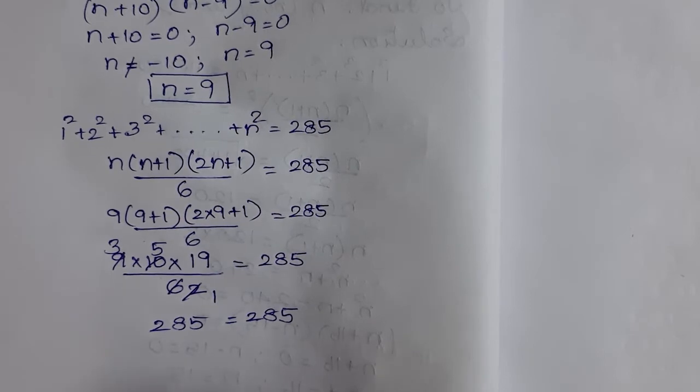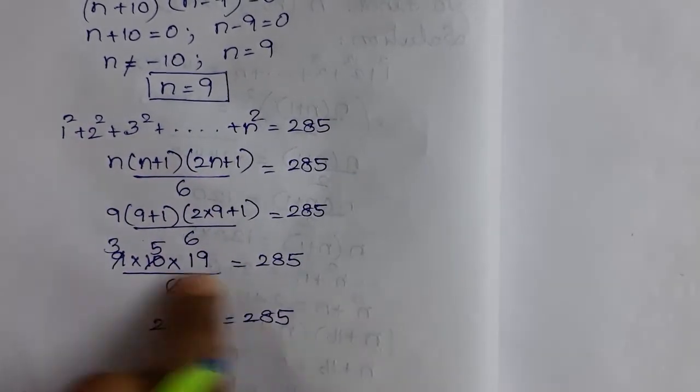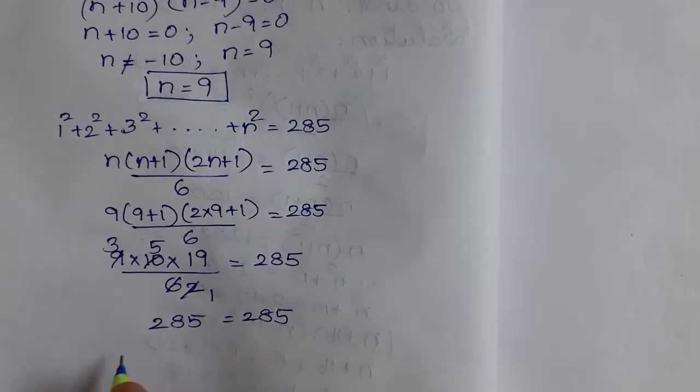So hence proved, we have checked the value of n to be 9 and we have got it to be correct. So here the value of n is 9.